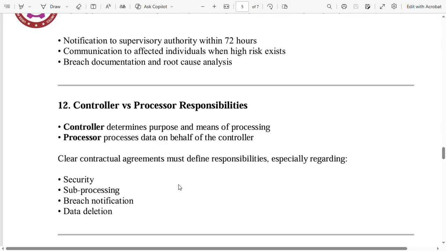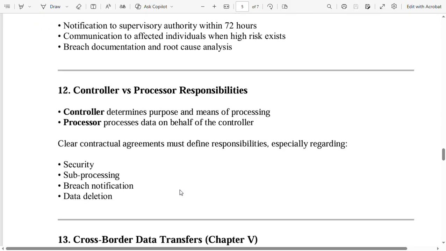Then next is controller versus processor responsibilities. Controller determines purpose and means of processing. Processor processes data on behalf of the controller. Clear contractual agreements must define responsibilities, especially regarding security, sub-processing, breach notification, data deletion.